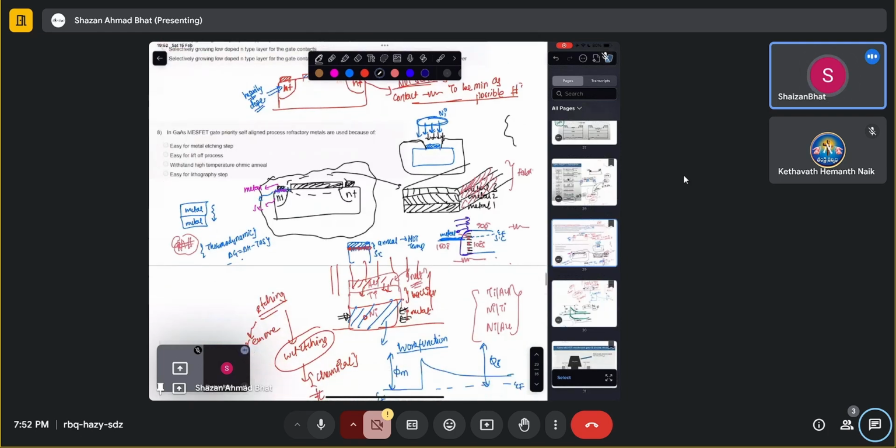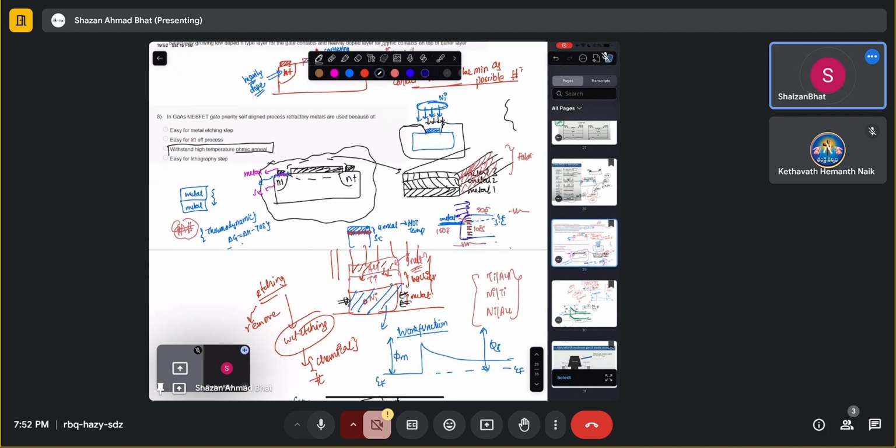And what is the answer to this question, which is question number 8? It says that in a GaAs MESFET gate-first self-aligned process, refractory metals are used because they withstand the high temperature of the ohmic anneal. Certain chemicals and certain high temperature steps have to be borne, which is basically used for annealing. That's what I was telling you.